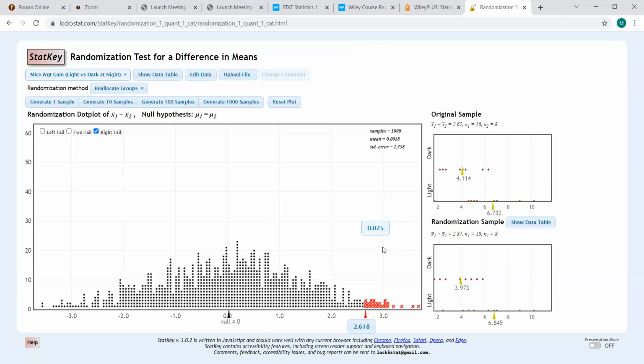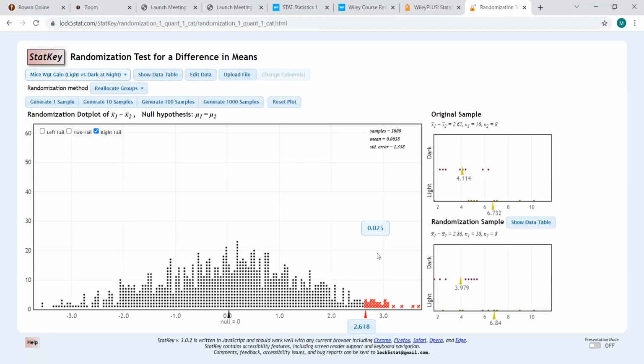Now, the way to interpret the p-value is the following. If the null hypothesis is true, that is, there's no difference in the means between the light group and the dark group, in other words, light does not affect body mass, there's a 2.5% chance, 0.025, that we could get a sample of 2.618 or greater. And that's a pretty low probability.